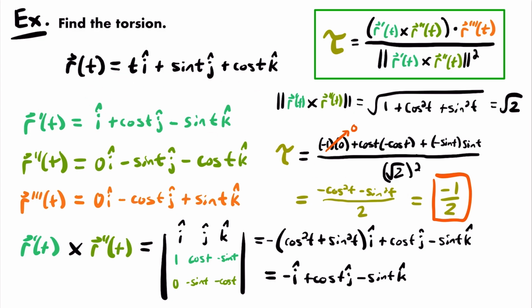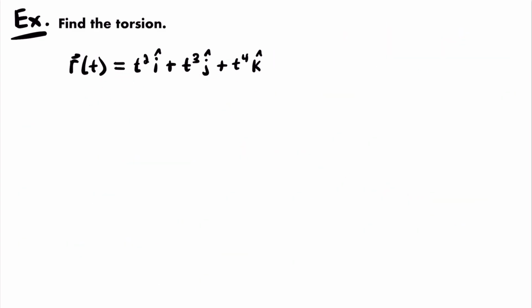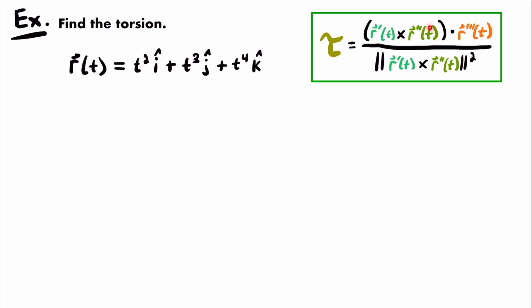So let's take a look at another example. Here we want to find the torsion of this vector function, r of t is equal to t squared times i plus t cubed times j plus t to the power 4 times k. We're going to go through the same exact process as in the previous example, using the same formula: torsion is equal to the cross product of the first and second derivatives, dot product with the third derivative, divided by the magnitude of that cross product squared.